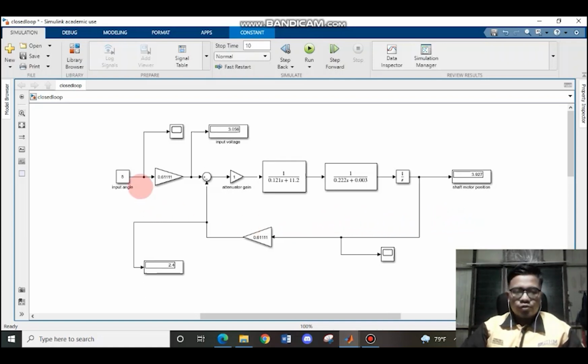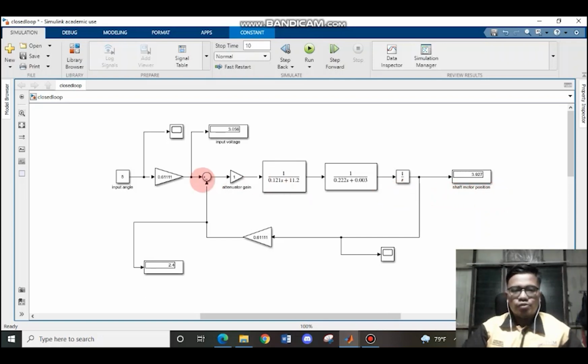I will conduct this simulation for the closed loop position control. Firstly, this is the circuit for the position control. The input angle here, I have already inserted the given parameters into the circuit. This is the potentiometer input sensor, same as the potentiometer output sensor, the alternator gain, and here the mechanical and electrical part, and this is the display of the shaft motor position.